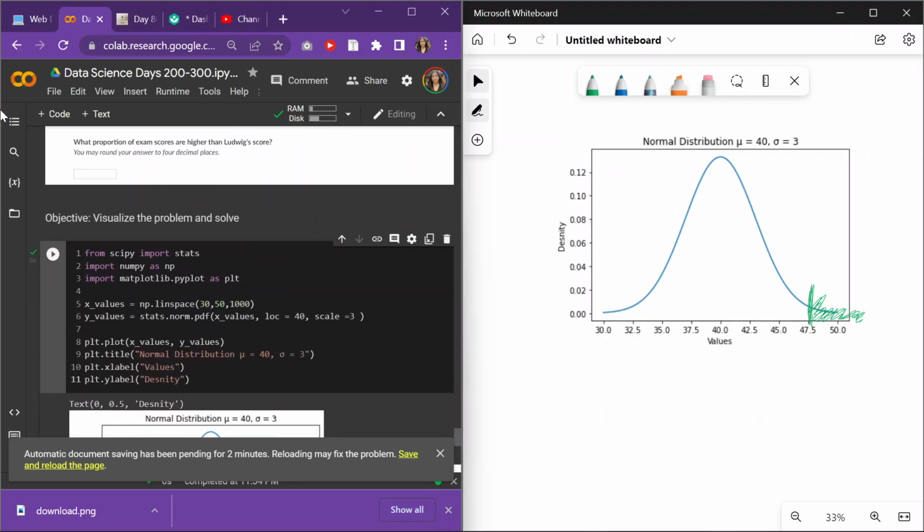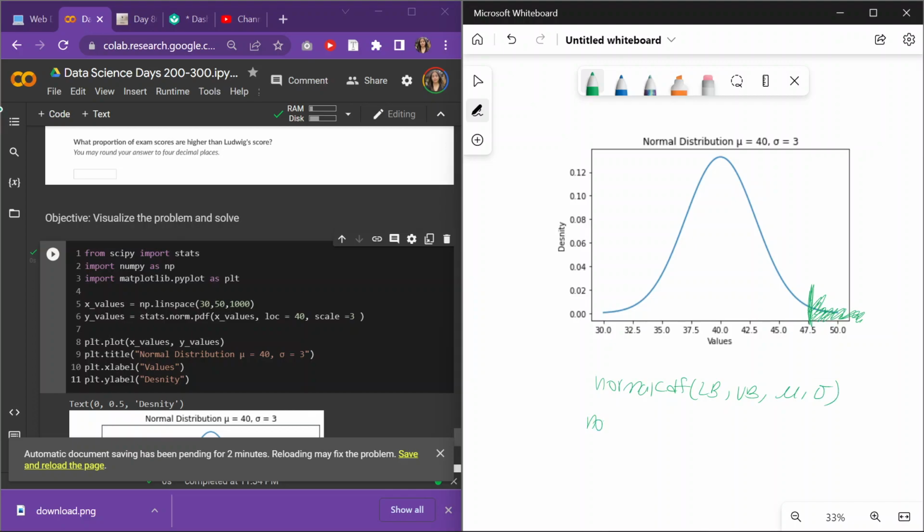Well, we can use normal CDF in our calculator. We start with our lower bound, then upper bound, and then our mu, and then our sigma.